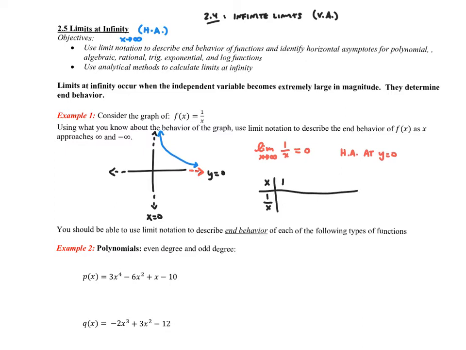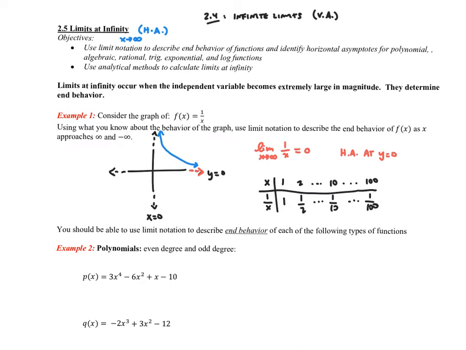Well, if x is 1, 1 over x is 1. If x is 2, 1 over x is a half. If x is 10, 1 over x is 1/10. If x is 100, 1 over x is 1/100th. And you can see that as we trend toward infinity, 1 over x trends toward 0.